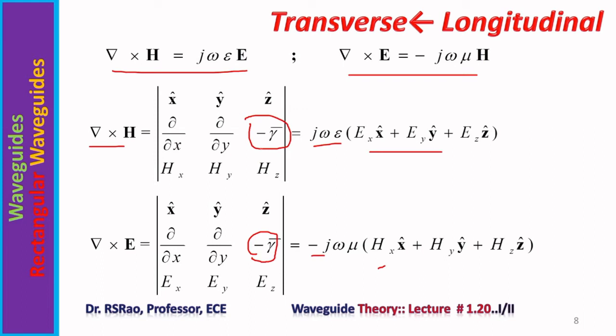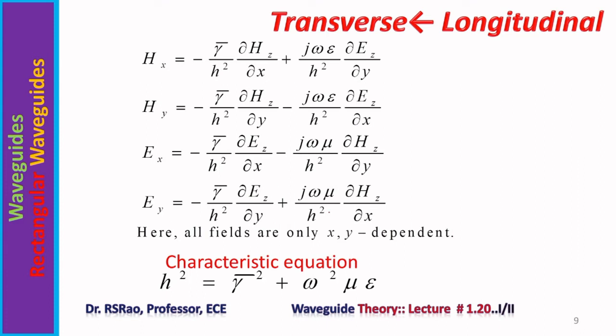Now this determinant can be expanded. We get the x component, the y component, and the z component. The x component can be equated to j omega epsilon Ex, the y component to j omega epsilon Ey, and the z component to j omega epsilon Ez. So 3 scalar equations. Similarly, here we get another 3 scalar equations, so in total we have 6 equations. We manipulate these 6 equations to express Ex, Ey, Hx, Hy in terms of Ez, Hz.